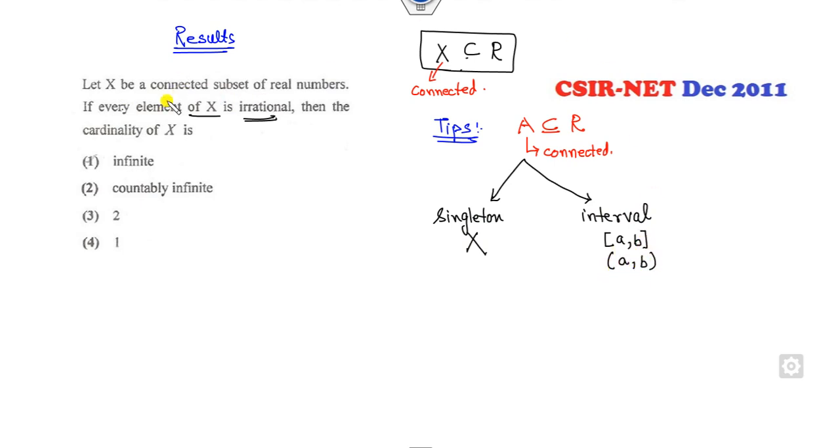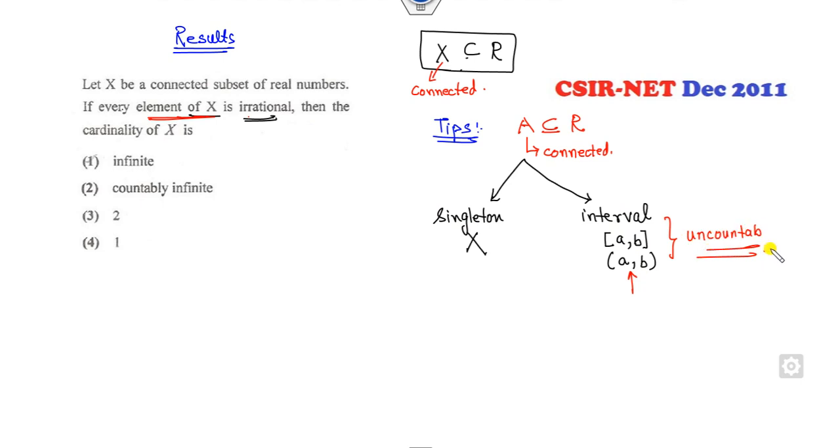But look at that. Every element of X is irrational. What does it mean? Definitely every element. So if it's not a singleton, it means it is an interval. And what is the cardinality of an interval? It's uncountable.